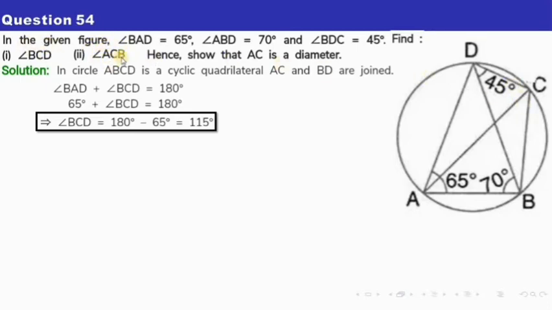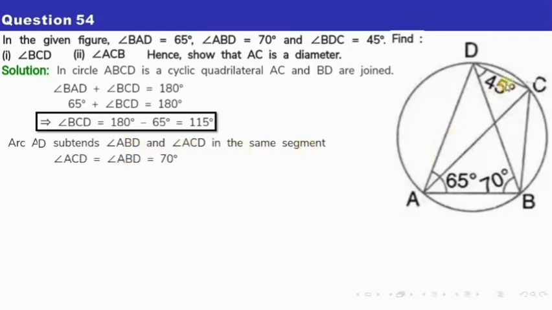Now let us find our second answer, that is ACB. So let us see where is our angle ACB. So ACB is this angle. Now if you see this AD, AD is making two angles in this segment. In this segment AD is making one angle, ACD, and another is ABD. So AD subtends angle ABD and ACD in the same segment, so they will be equal to each other, and since this is given to be 70, this will also be 70.